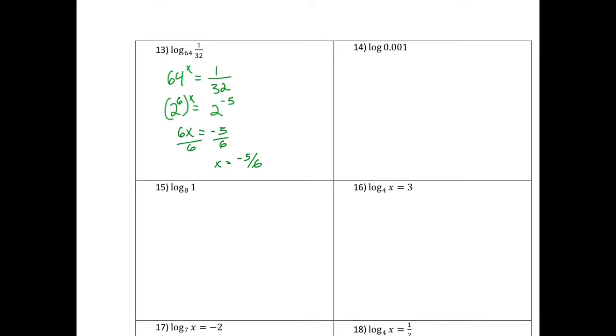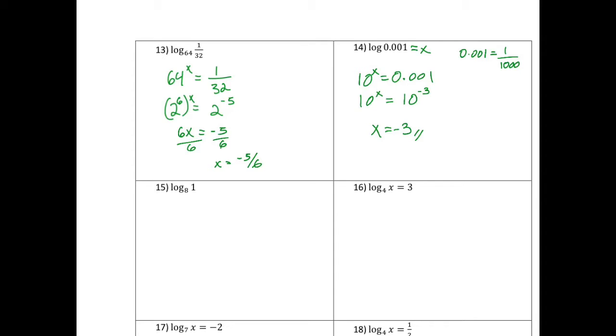So number 14. Okay, so number 14, again, we don't have the base, so that means that I'm going to pass 10 to the x equals 0.001. 0.001 I can express as 10 to the negative 3, right? Because this 0.001 is the same as 1 over 1,000. So that's the same as 10 to the negative 3. So I just need to equal the exponent, so x equals negative 3. And that's it.